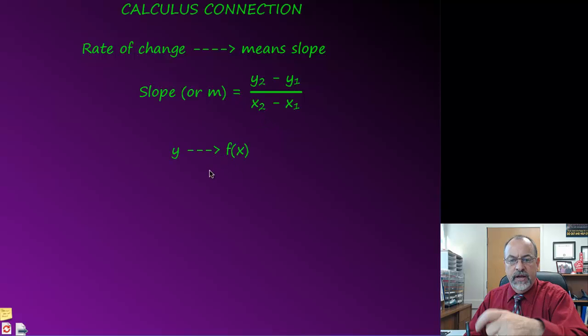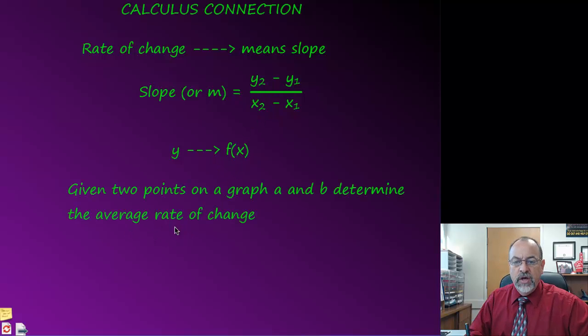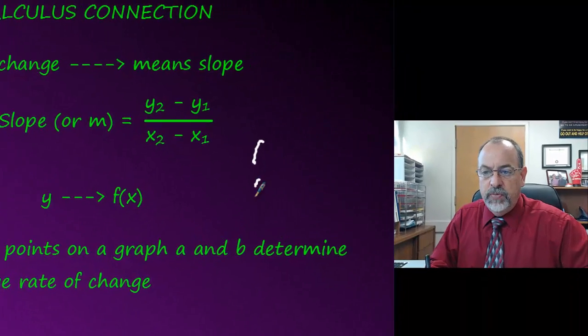Okay? Now, the y values we've been talking about, we're using this function notation f of x. Well, if we use this function notation in our slope formula, if you take any 2 points on the graph, A and B, so that means you have 2 points on the graph.